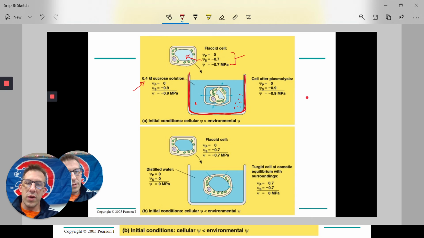Now, the next question I would pose to you, and maybe you want to pause it and answer it here, is which way is water going to move? Is water going to move into or out of the cell based on what we see here with our figures? So to answer that question, you would want to look at the water potentials of the solution and also the cell and then compare the two.